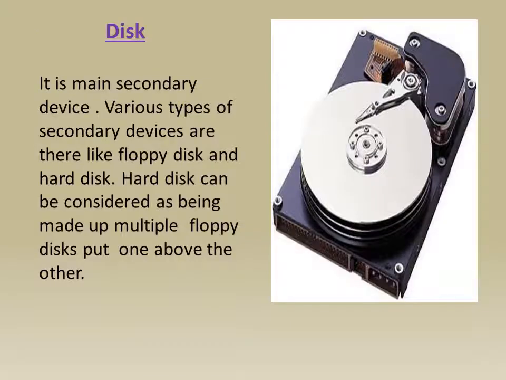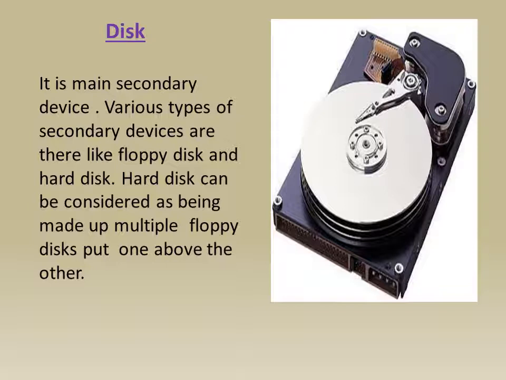Now we discuss the disk. When we think of the storage of data, one thing comes to our mind: the hard disk, where we can store the data permanently. So the disk is a main secondary device. We know that there are two types of devices, secondary and primary. Under the secondary, the hard disk comes, and under primary, RAM.